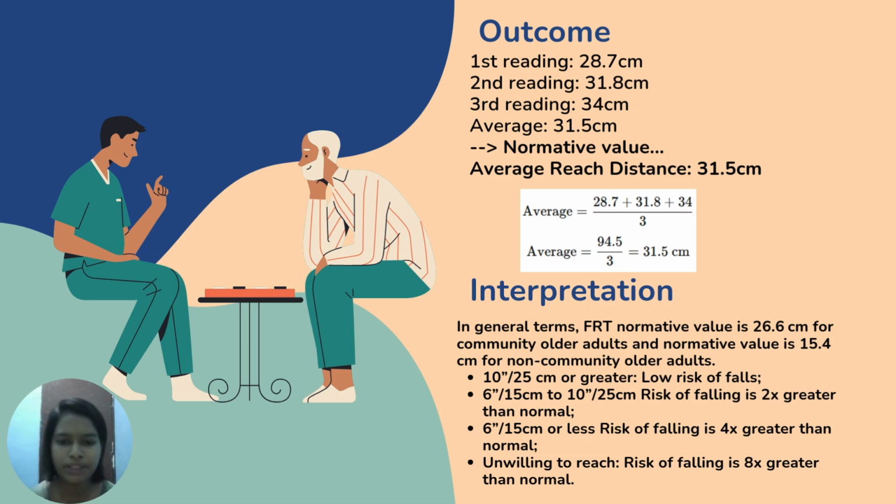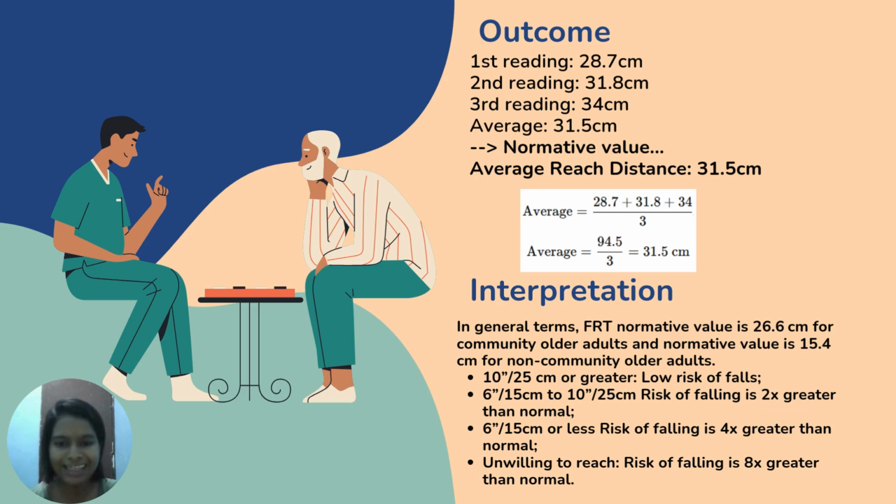Our participant completed 3 trials. The first reading was 28.7 centimeters. The second reading was 31.8 centimeters. The third reading was 34 centimeters. When we calculate the mean value, the average reach distance is 31.5 centimeters. This average value will then be compared with the normative values for older adults to determine the individual's fall risk.